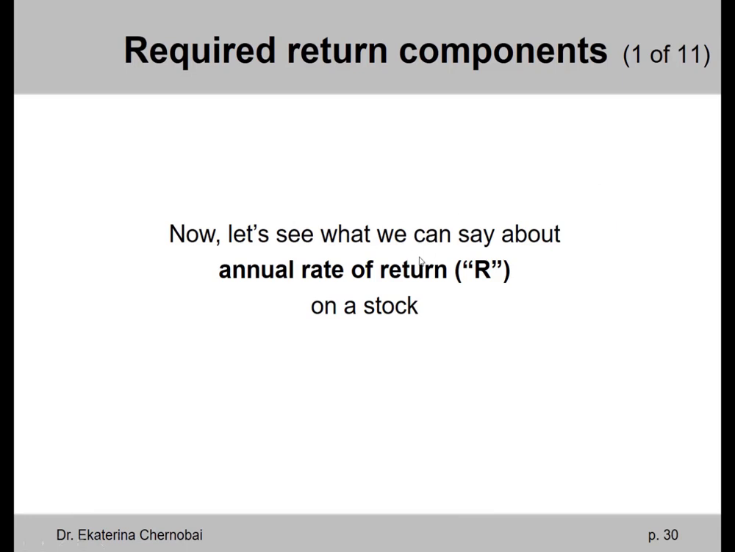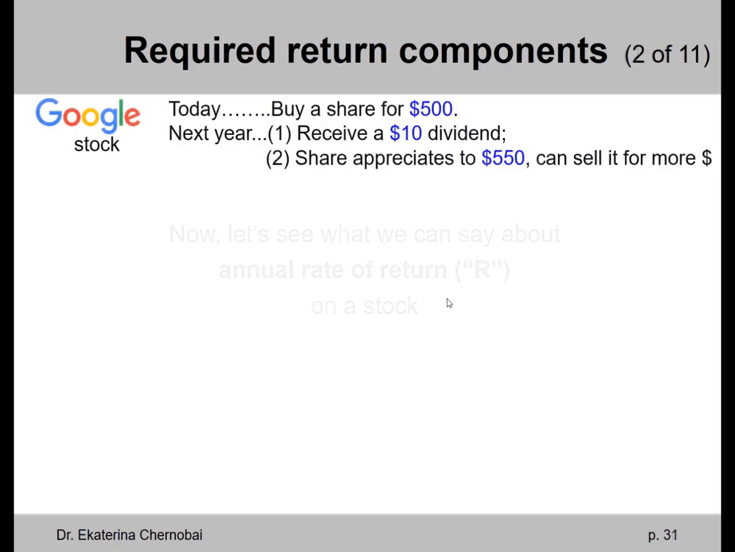Okay, last part of the chapter, required return components. So we are talking about stocks in this chapter. We have just finished the part of the chapter where we are asked to calculate the price that you would be paying today, right? Now let's look at a different part of our stock problems. The discount rate, the R, right? The annual rate of return on a stock. So what can we say about the annual rate of return?